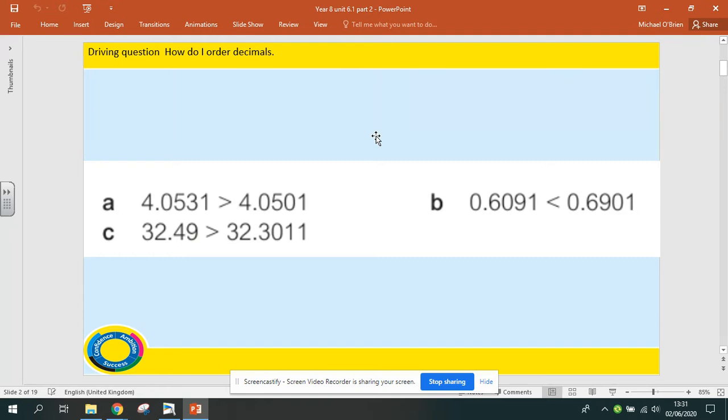So here's our first set of answers. The first one is a greater than sign, B is a less than sign, and C is a greater than sign. Remember that the open side of the V points to the largest side. Okay, if you need to pause the lesson at this point to do any corrections, please do so. And now we'll move on.